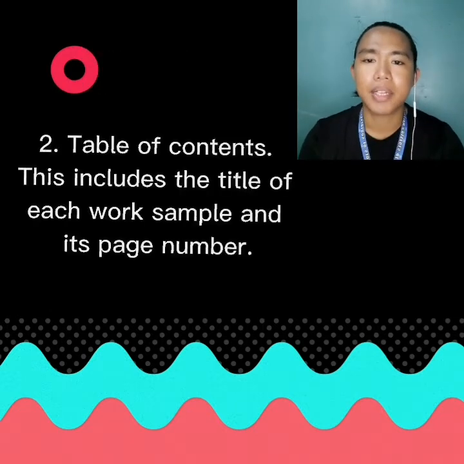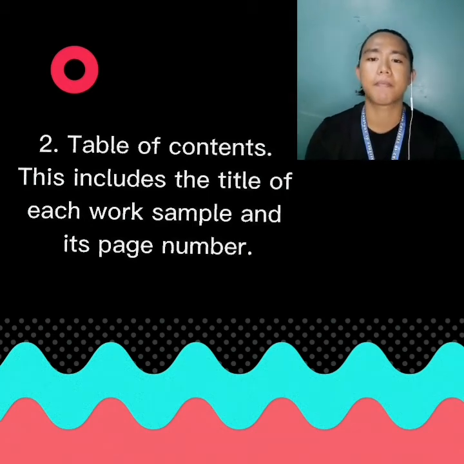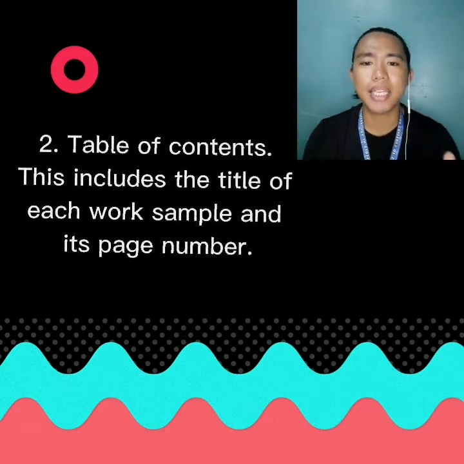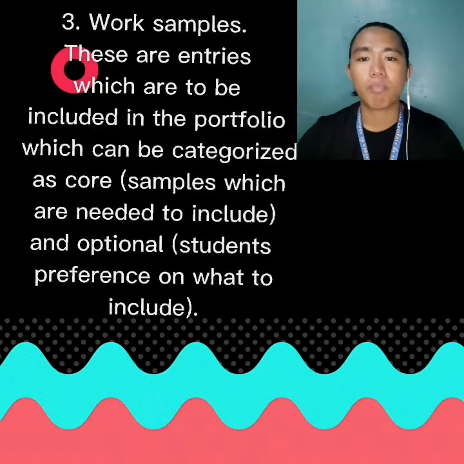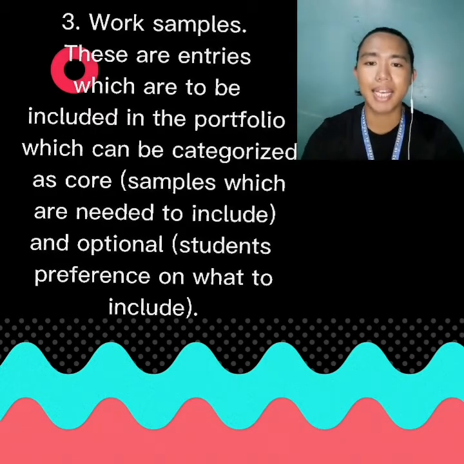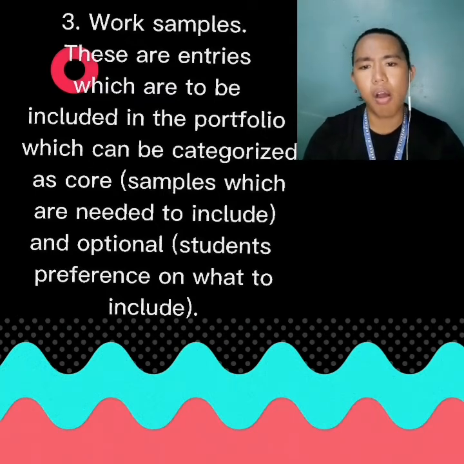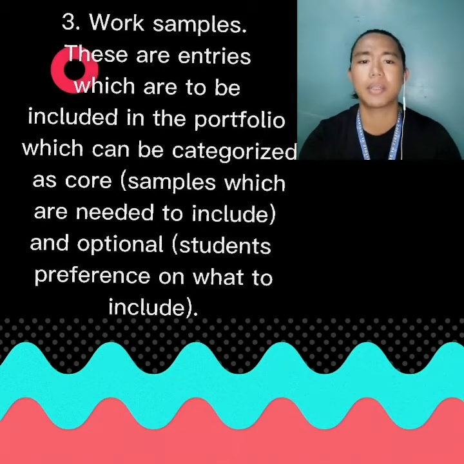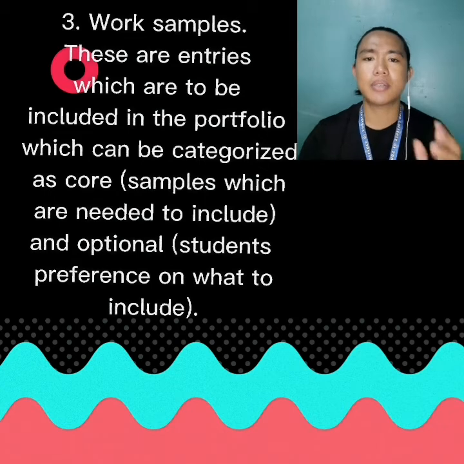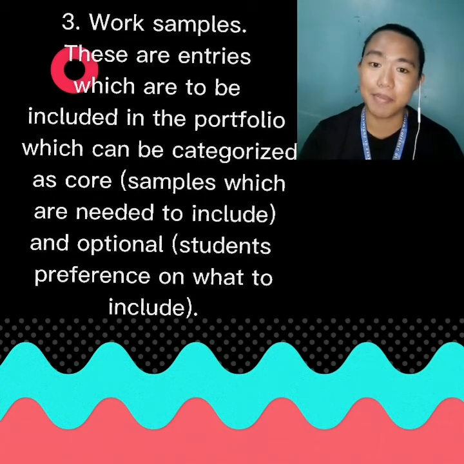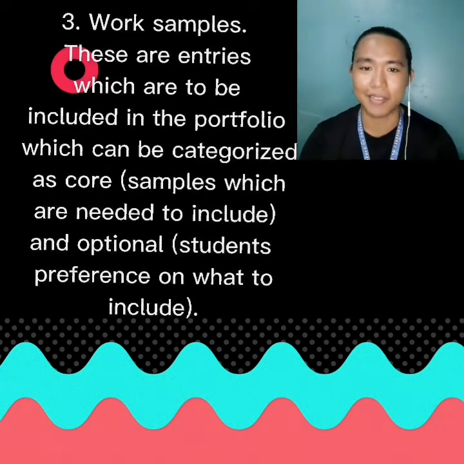The second one, table of contents. This includes the title of each work sample and its page number. Don't bother yourself because it is simply numbered pages. The third one, work samples. These are entries which are to be included in the portfolio, which can be categorized as core, or samples which are needed, and optional, or a student's preference on what to include.